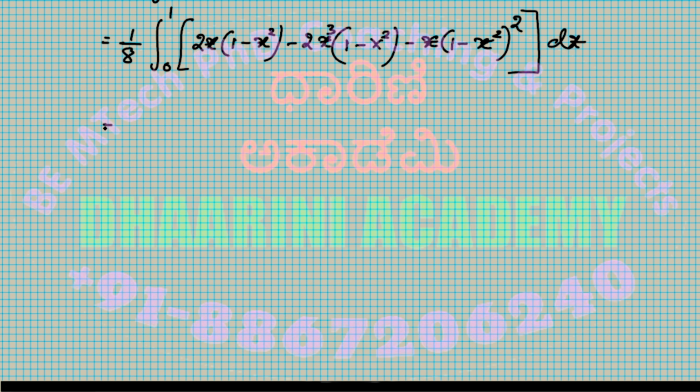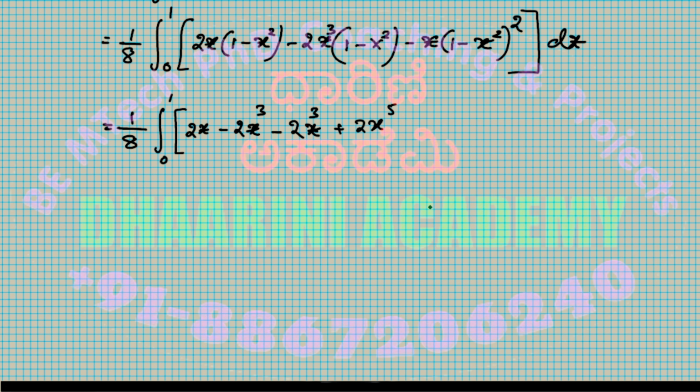All right, so that means I need to simplify this further before I do the integration. So 1 by 8 integral 0 to 1. Let us try to multiply the terms and write. So 2x into 1 is 2x, minus 2 times x cube, minus of minus is plus 2 times x to the power 5.